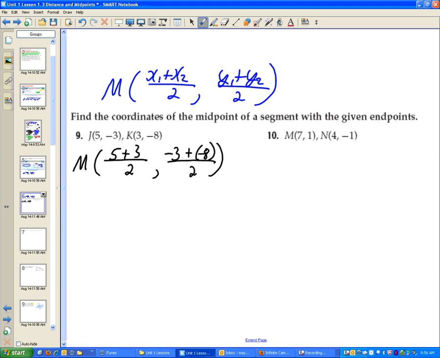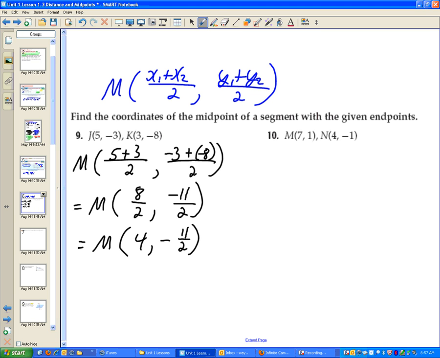All right, so let's see what we get. 5 plus 3 is 8. That'll be easy. -3 plus -8 is -11. 8 divided by 2, 4. Now, what version do I want for the answer to this? Because it's not an even number, right? It's not a whole number. All right, it's got to be negative. And as far as I'm concerned, just leave it as an improper fraction. -11/2 is a perfectly fine answer.